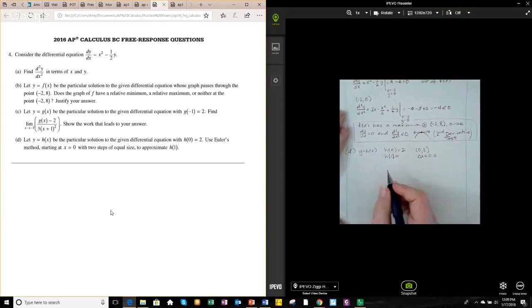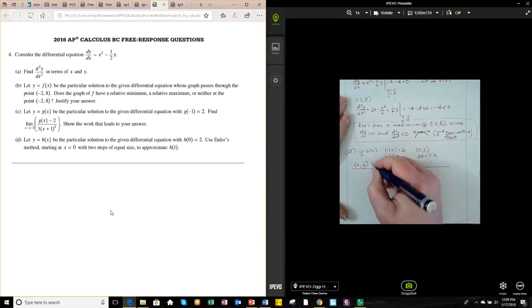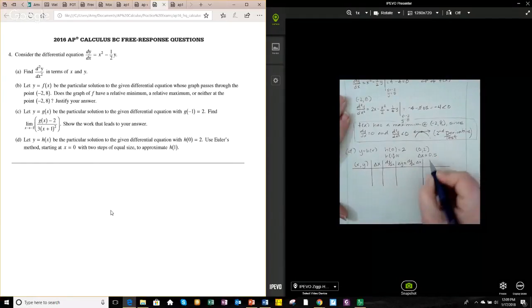So we're going to set up our Euler's method table, and we're going to have our x, y point that we start with, and then delta x column, and then we approximate using the slope. So I'm going to put a slope column, and then delta y is approximately the slope, which is dy/dx, times delta x. And then we come up with our new point, which would be x plus delta x, comma, y plus delta y.